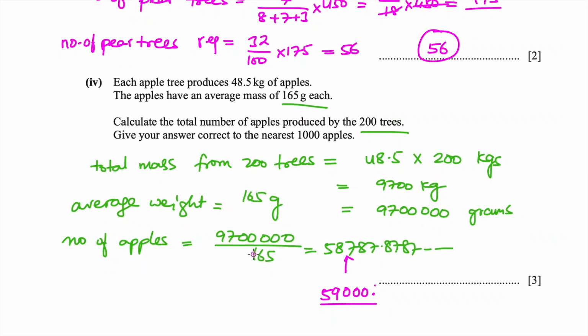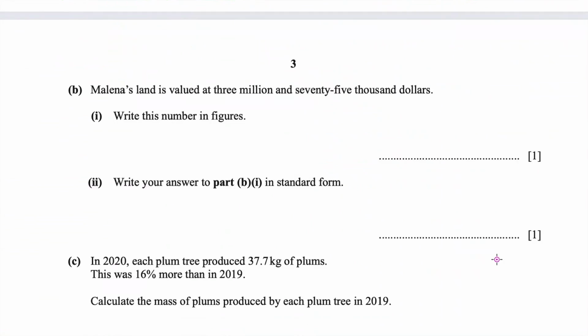So that is how you will cut it to the required number of significant figures. Since we want it to the nearest 1000, cut it at the thousands figure and then look at the hundreds figure. It is 7, greater than 5. And so what is 8 will become 9 and all others will become zeros. So how many apples are there? 59,000 apples. This completes this part. Let us go to part B.